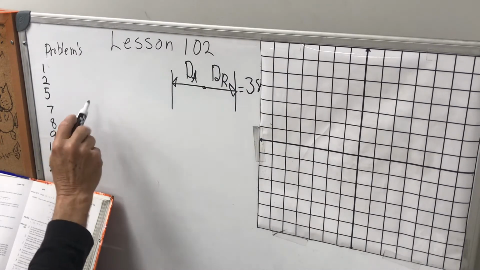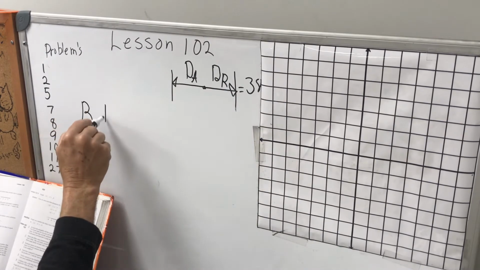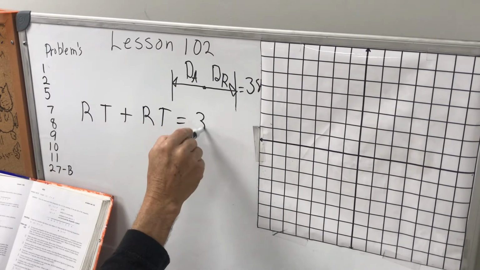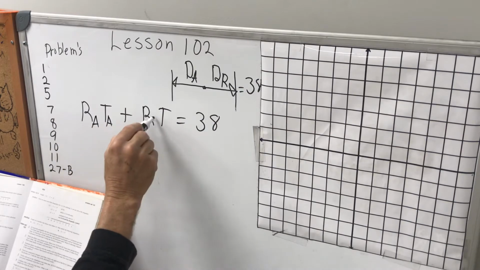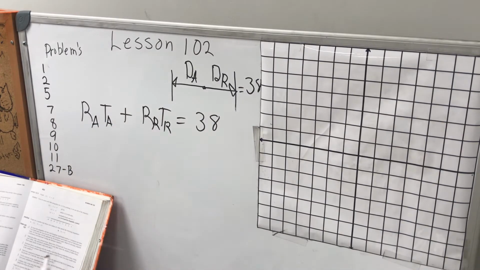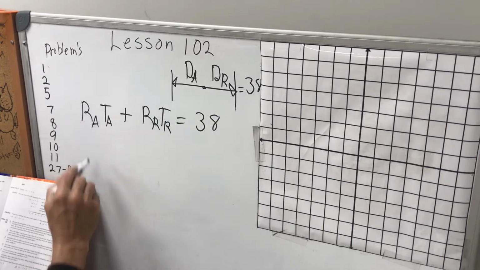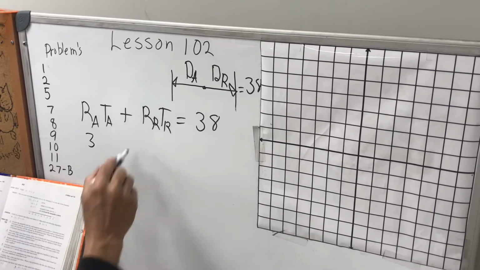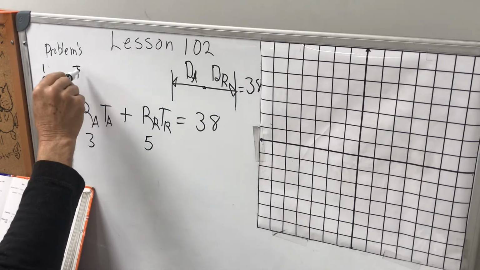All right, here we go then. Looks like a problem of RT plus RT will equal 38. And this is armadillo, and this is raccoon. Let's see what they give us. We need 3. Always remember, we need 3. I see the armadillo was traveling at 3 kilometers per hour, and the raccoon was traveling at 5. And then we have the times left. Let's see if we can solve for the times.